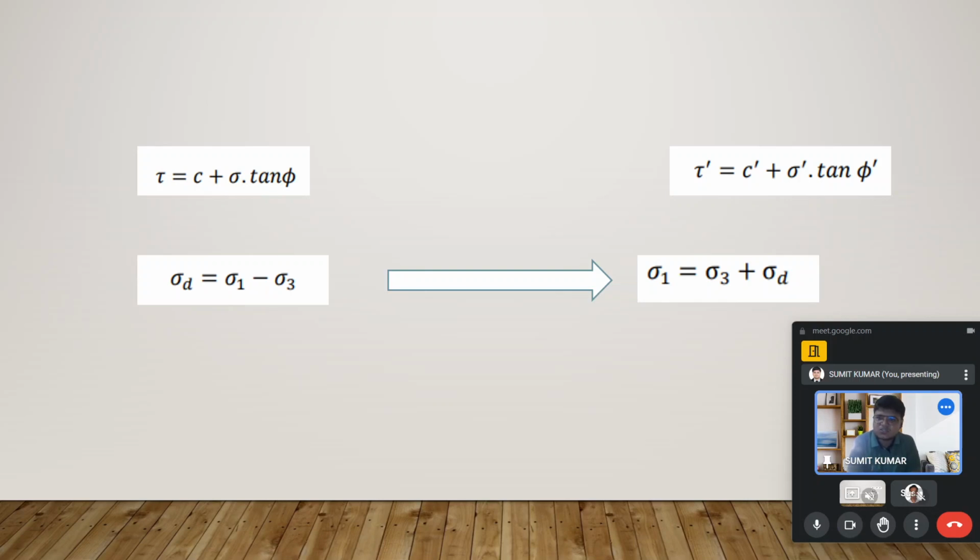Okay, so the value of tau is equal to c plus sigma tan phi, and similarly tau dash is equal to c dash plus sigma dash tan phi dash. So what I am discussing over here is that the value of c and c dash is not the same, and similarly the value of sigma and sigma dash is also not the same. And so the effective shear strength parameters and the total shear strength parameters will not be the same.